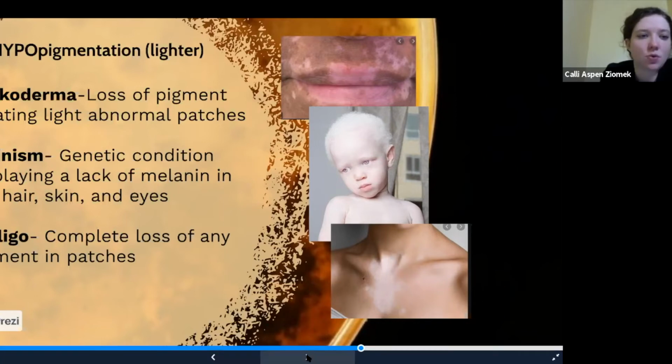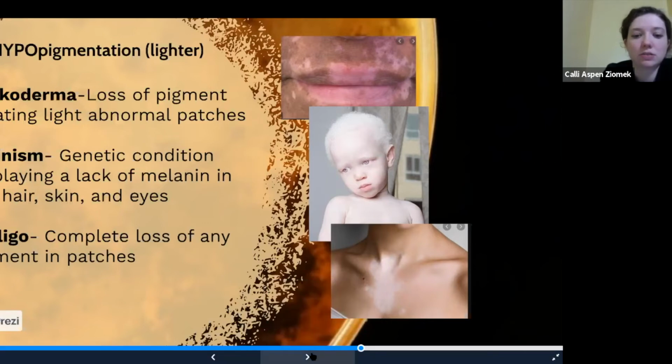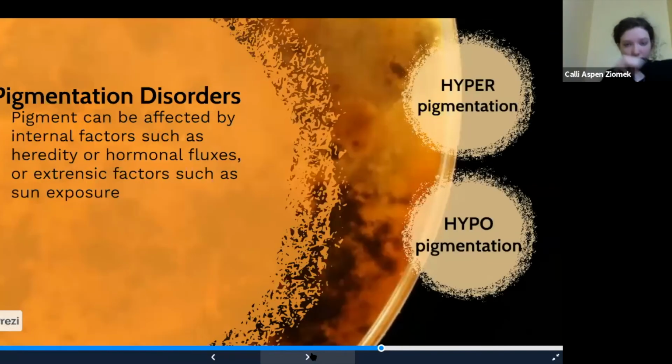And you can get a more in-depth description of any of these in your guys' textbook. So those are your pigment disorders.